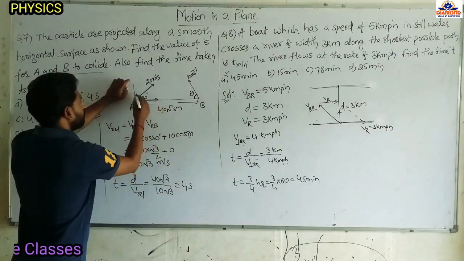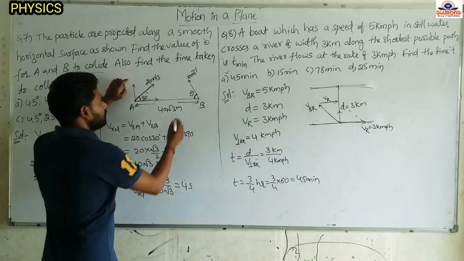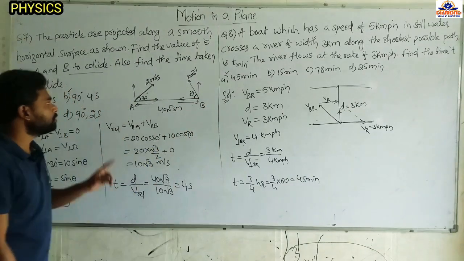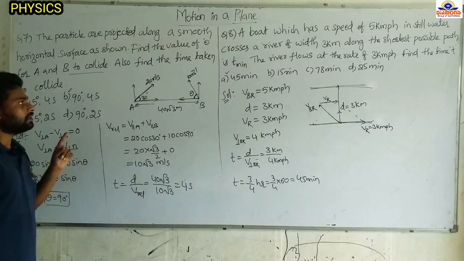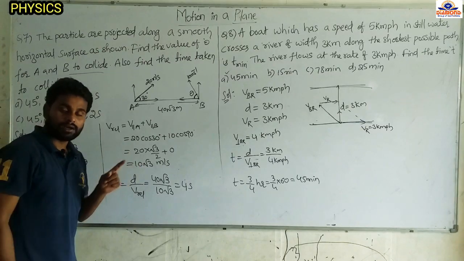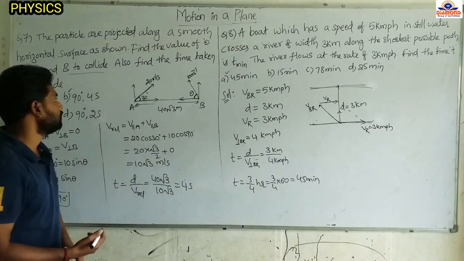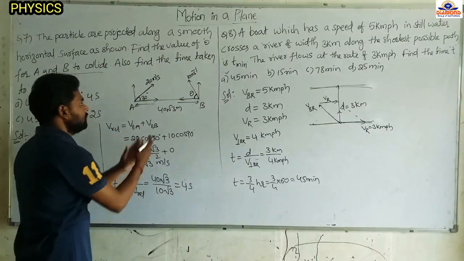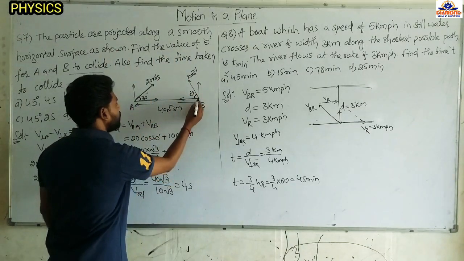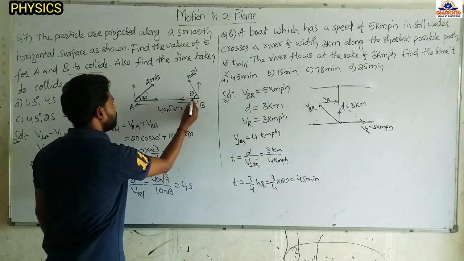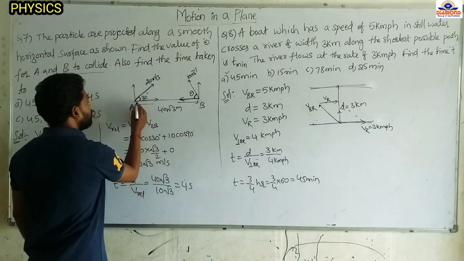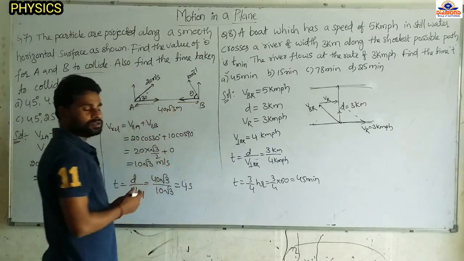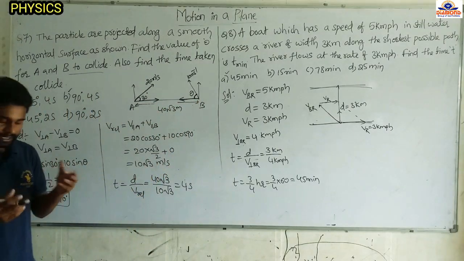Okay, horizontal component and a vertical component. This also has a horizontal component and a vertical component. So which components of velocity are responsible for the collision? The horizontal component of B is moving in this direction and the horizontal component of A is moving in this direction. So both are moving in opposite directions and the collision takes place.